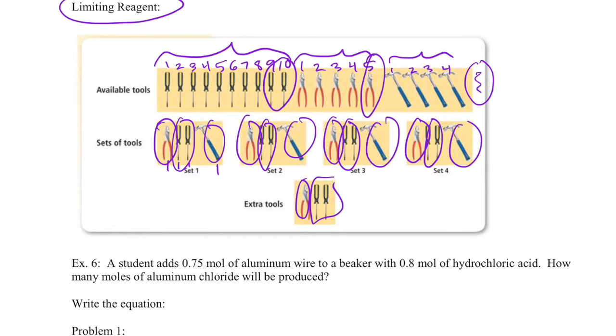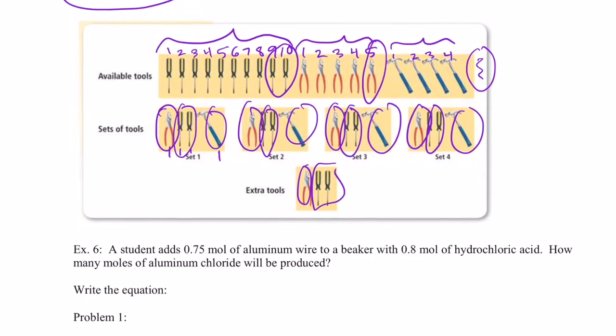Boy, if we only had 1 more hammer, we could complete another tool set. Nevertheless, we don't. So we can't have a 5th set. The hammers limited us to the number of tool sets that we could create. So we were limited to 4 tool sets because of our hammers. Our hammers were our limiting reagent, so to speak.